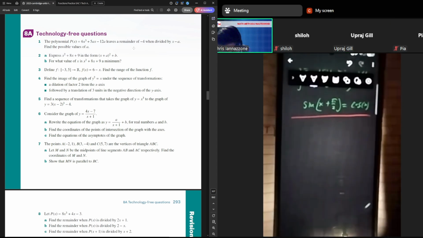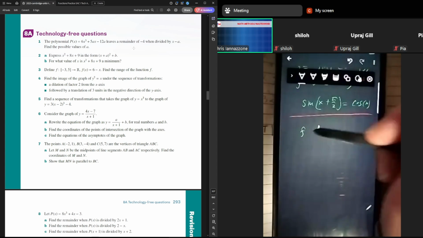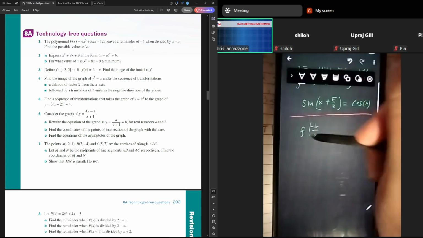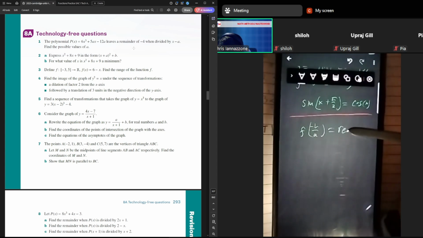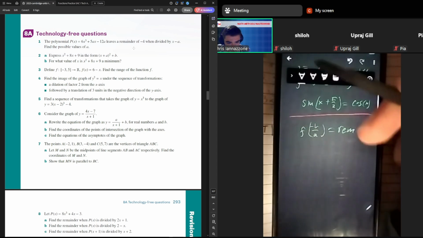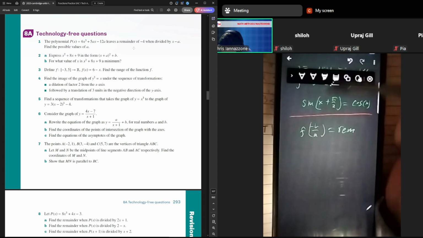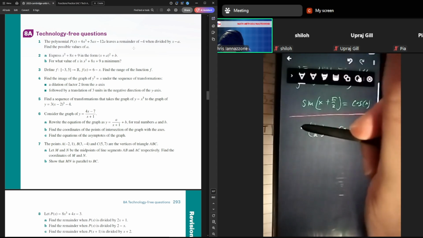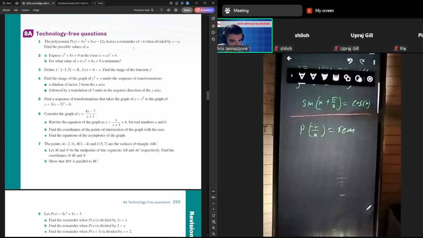So, remainder theorem. The remainder theorem is just f of -b over a is equal to the remainder, whatever that remainder happens to be, and f is the polynomial. So in this case, if we were to rewrite this specific to this question, we would want to have our p out the front.